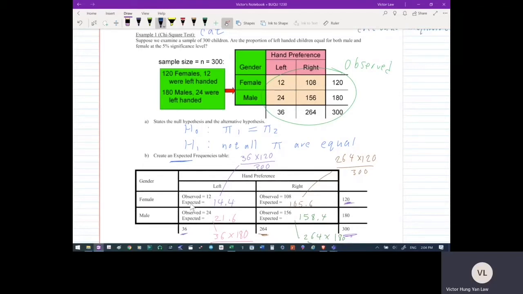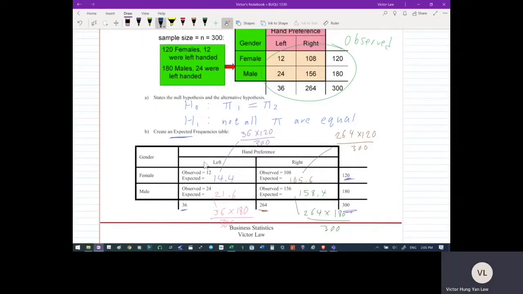To calculate the expected frequency, for example for female left-handed, we take the column total, 36, times the row total, 120, and then divide by the total sample size, which is 300. Same for female right hand. We take the column total, 264, times the row total, 120, divided by the total sample size of 300. That gives you 105.6.